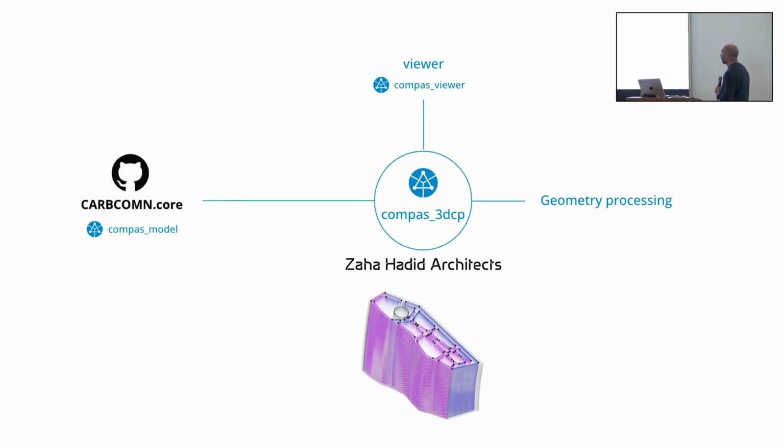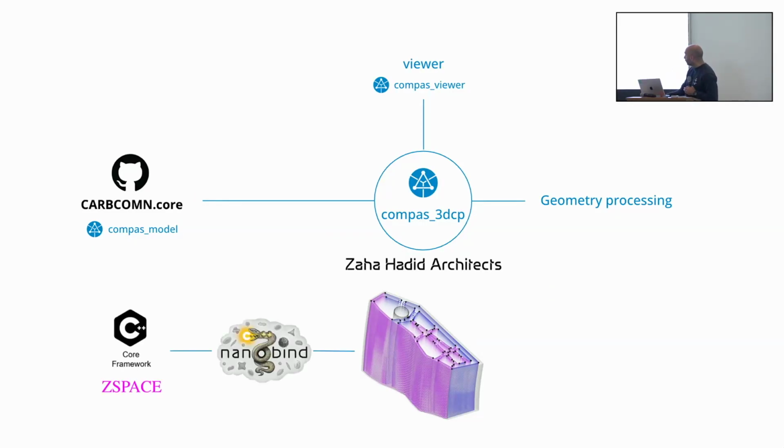Something similar is happening also in the consortium with Zaha Hadid Architects. They are developing, or are willing to share, part of their code that was used also for the design of the bridges in terms of slicing and post-processing of the geometry for 3D concrete printing. So the same infrastructure that was used for LMGC90 is applied here as well. We have a starting point, which is the Z space, the core framework inside the Zaha Hadid code infrastructure. And then by using nanobind, they are now making a COMPAS package, which will live in the CARBCOMN infrastructure.